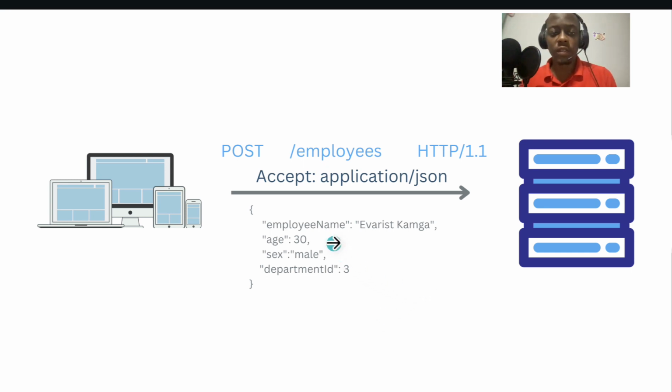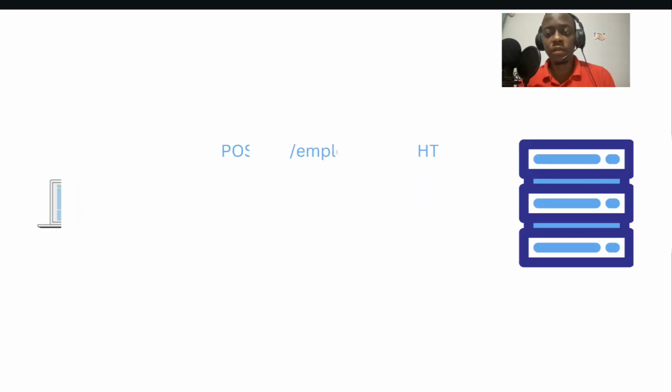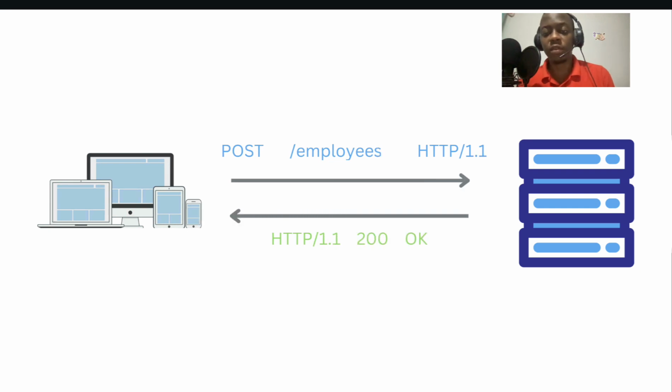So if we combine that information, we can have this example. This shows us that a POST request, for example, is sent to the employee resource, and in here we are trying to create a new employee. That is, we're trying to save a new employee in our database, for example. And the server will respond, telling us if our request was successful or not.